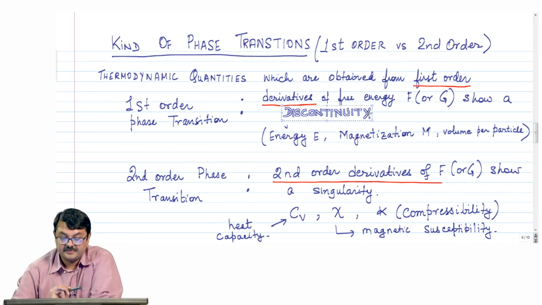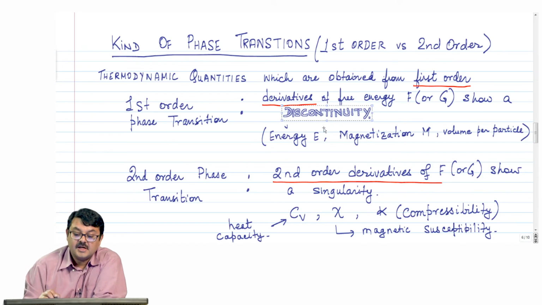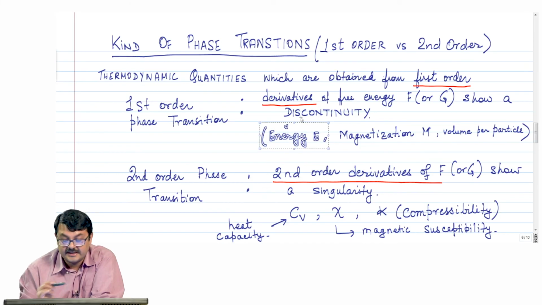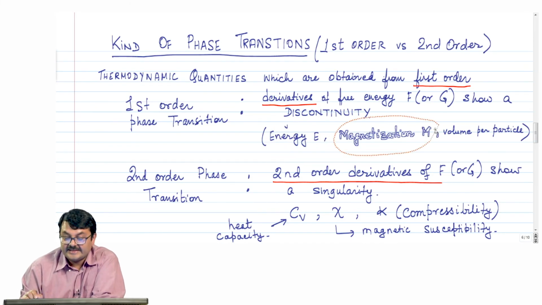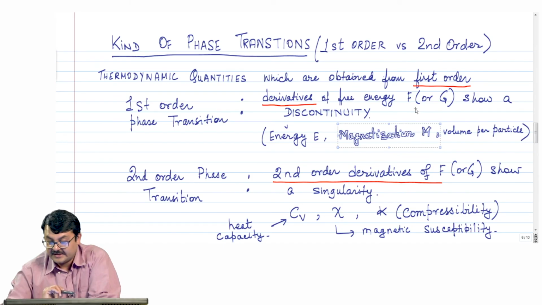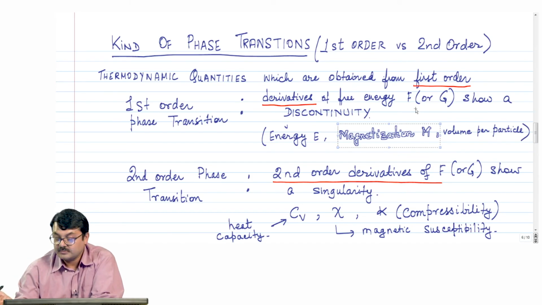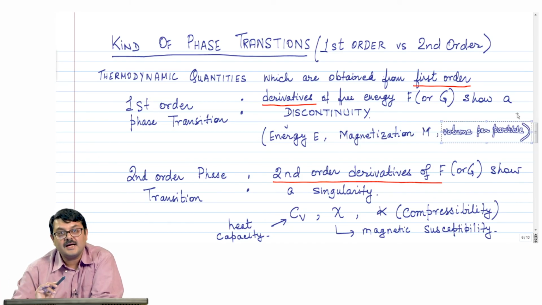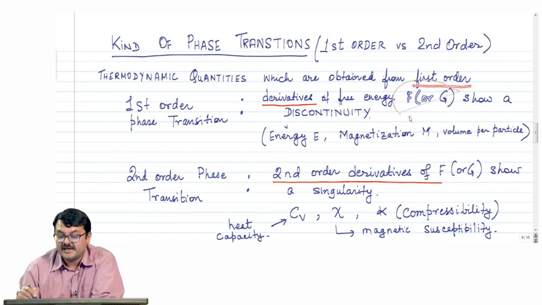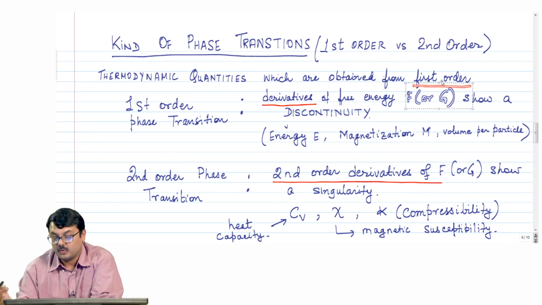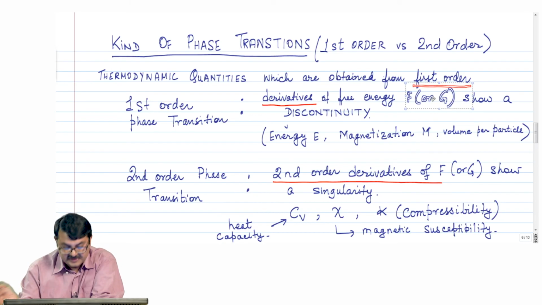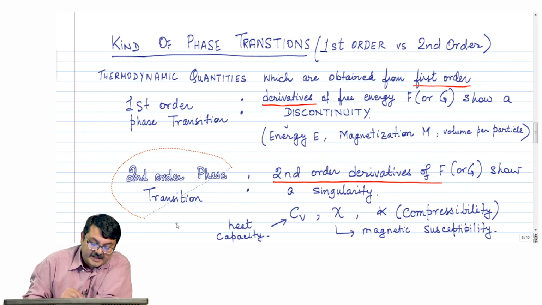What are the first order derivatives of the free energy? Quantities like the average energy, the internal energy of the system. The magnetization, if you are talking about a ferromagnetic sample. If you are talking about a liquid gas phase transition, then the volume per particle. These thermodynamic averages can be obtained by taking first order derivatives of the free energy or the Gibbs free energy, depending upon what ensemble you are working in. Why is that? We shall discuss it. And what is a second order phase transition?